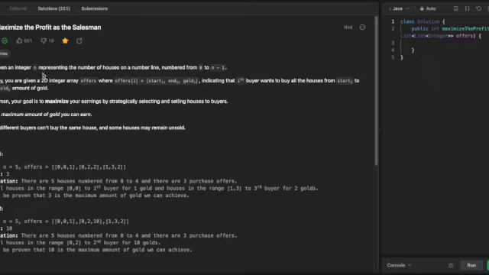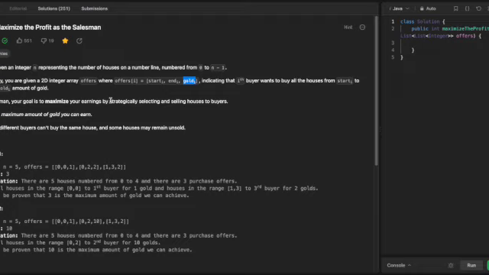So we are given n houses and we have to maximize our profit while selling them. We're also given, let's say, m number of offers. An offer is the starting index of the house, the ending index of the house, and the money that we are going to get for that offer.